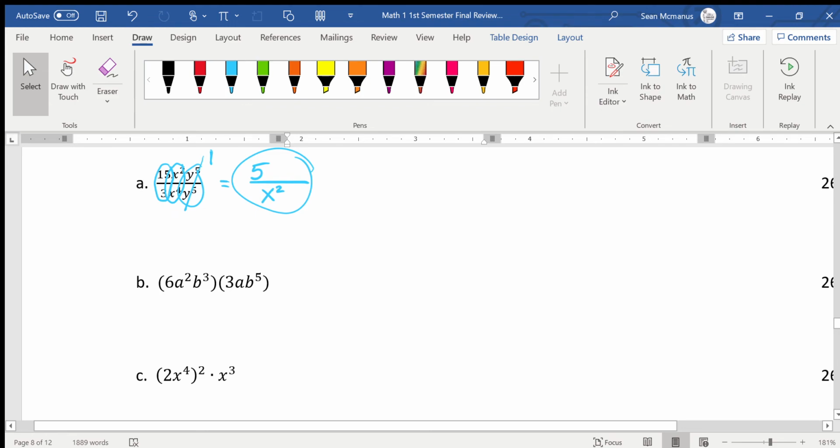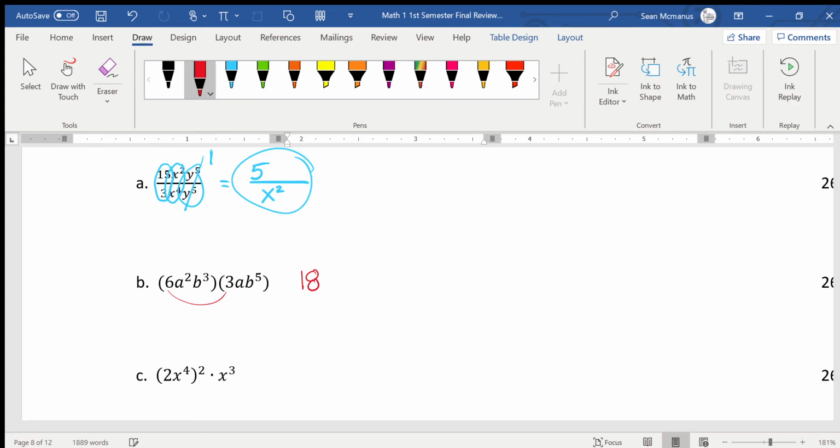B, so here I'm multiplying everything together, so this is really easy. So the 6 and the 3 go together to give me an 18. And then I have the A to the second and the A go together to give me 3 A's. And then I have 3 B's and 5 B's. Those go together to give me 8 B's. Final answer.